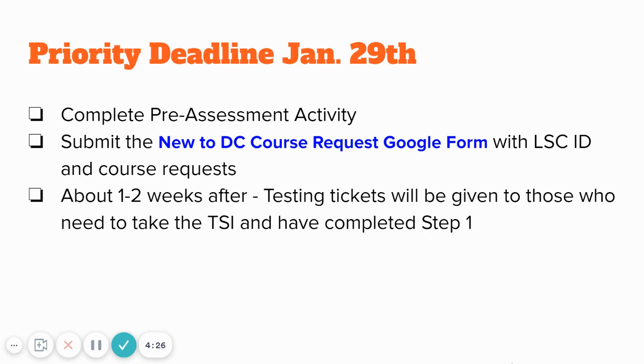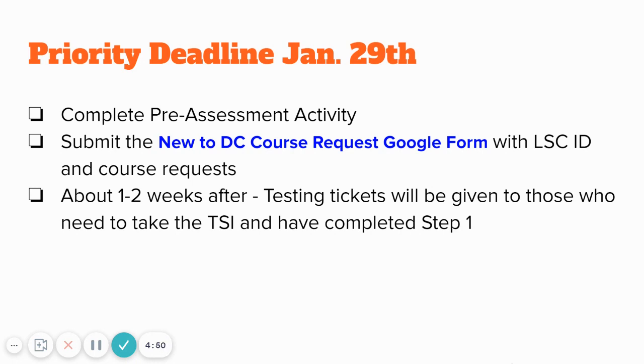I want to mention first the priority deadline for submitting your course request form. That is January 29th. By January 29th, I would like you to have completed this step 1 of creating an account with Lone Star, setting up your account. And if you do need to test, I want to make sure that you've completed your pre-assessment activity.